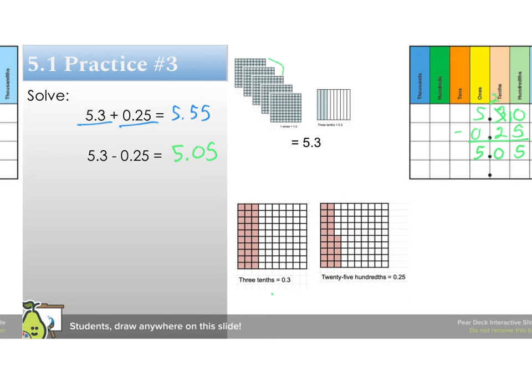And you can still do this on here. You start off with 5, and then you're going to have to just add the 25 hundredths onto here. So you'd be adding 10, 20 plus 1, 2, 3, 4, 5, and that would give you 5.55. So 0.55.